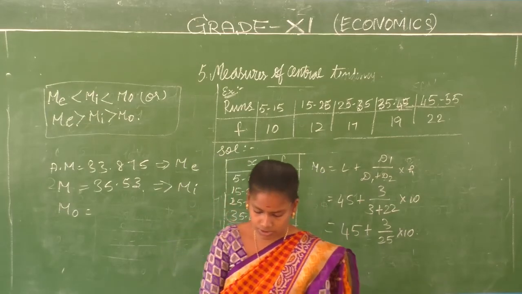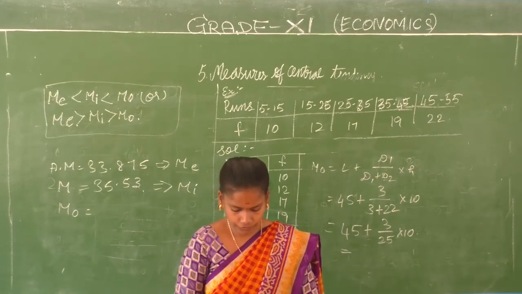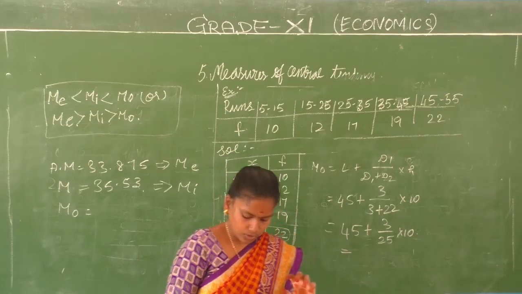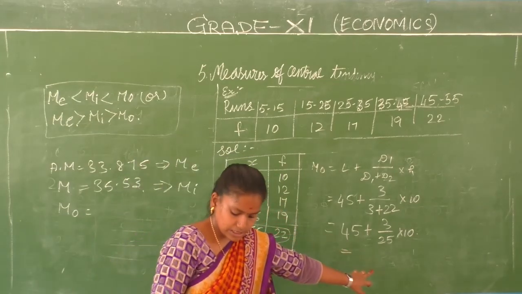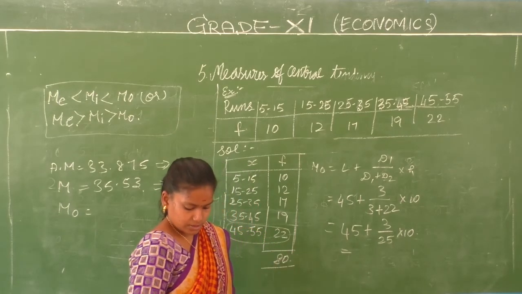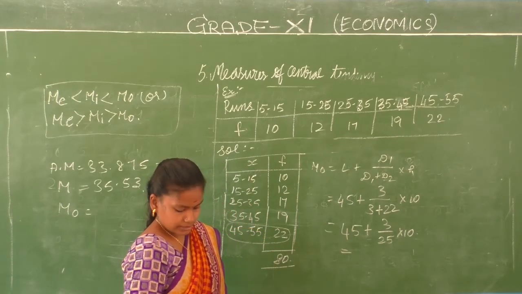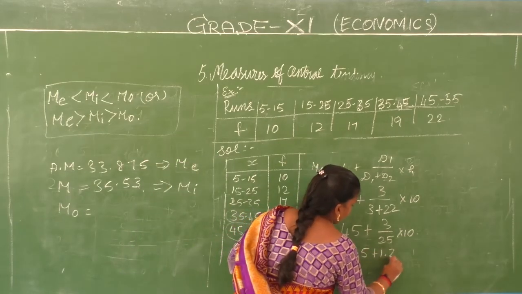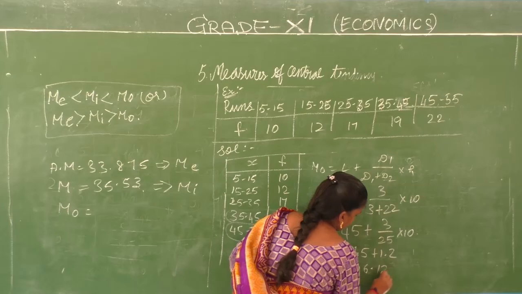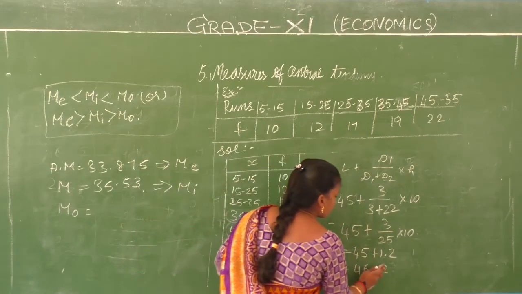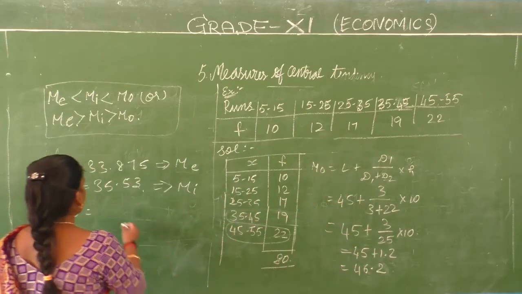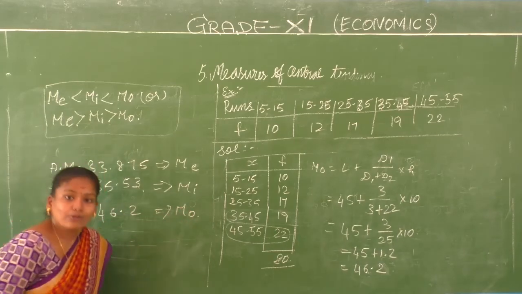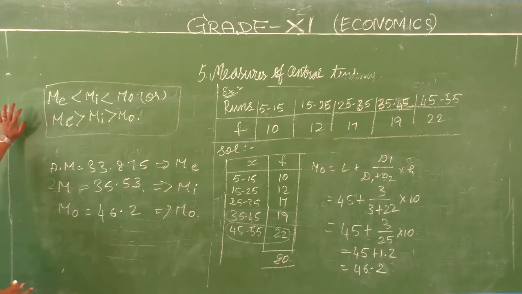So I'm going to use a calculator to find the value. 3 divided by 25, okay, into 10. So I get a value of 1.2. So I get a value of 46.2. That's my mode.